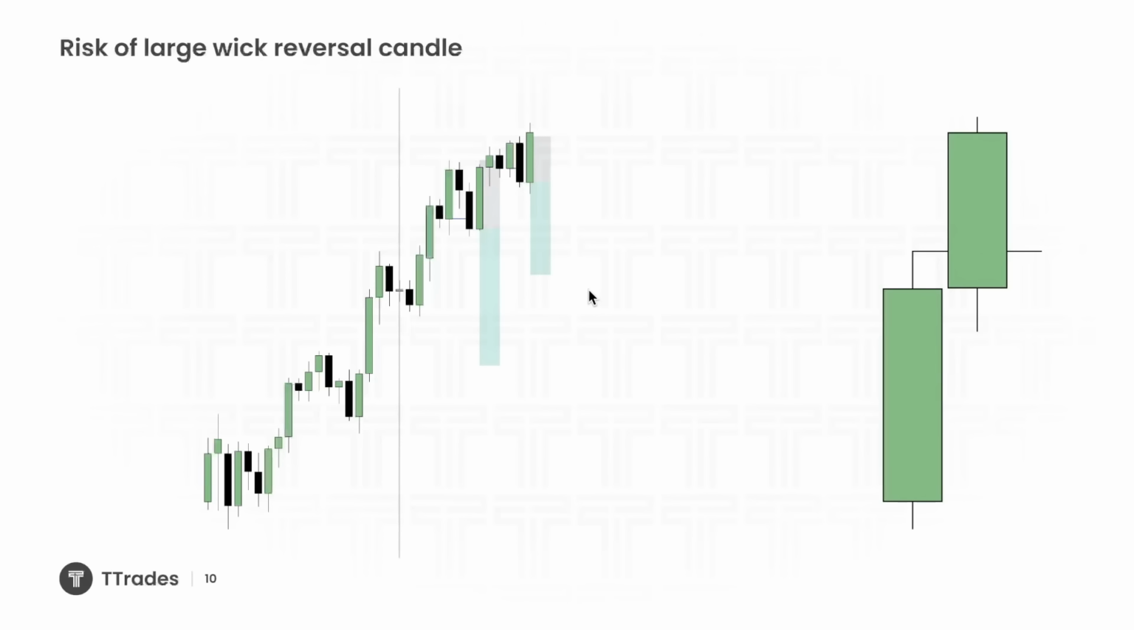Now, here are the risks of trying to trade that large wick reversal candle, and this is why I don't prefer to do it. If we have that large opposing run, we don't really have the filter of the candle close. And so many times price will just continue to trend up if we are wrong on this being a bearish candle. And that's why I like to use the filter of the candle closure.